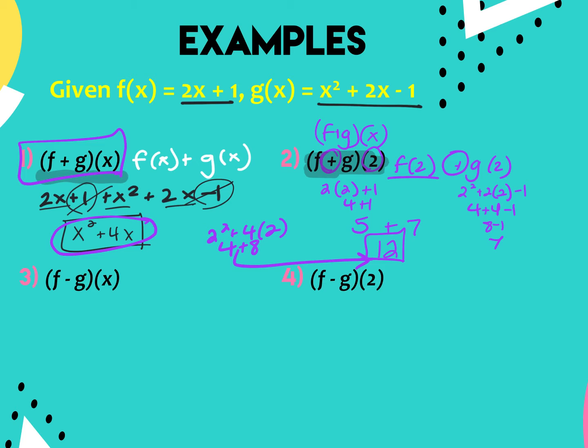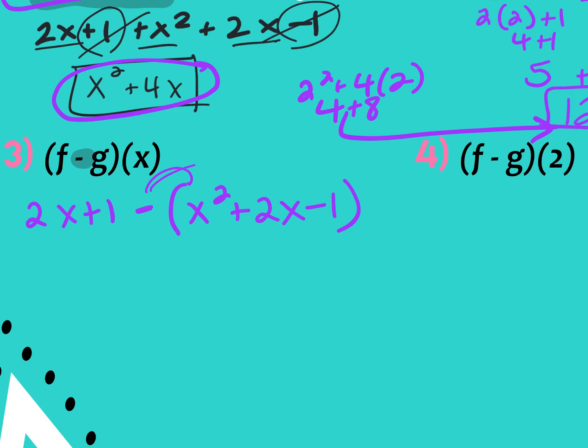All right, so then we get to 3, and 3 says f minus g of x. So similar to the first one, I'm going to combine them, but the minus means I'm going to change all of the signs in g, the second thing. So I could write it as 2x plus 1 minus, and I could open my parentheses and put all of g in parentheses to remind myself to distribute the negative to all of them. Or I could have just written it out. Just make sure you're careful when you're changing those signs. You're changing it on all 3 terms.